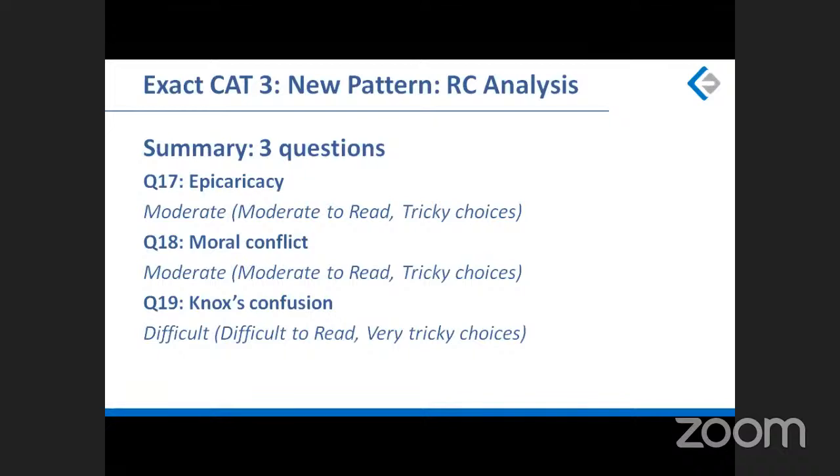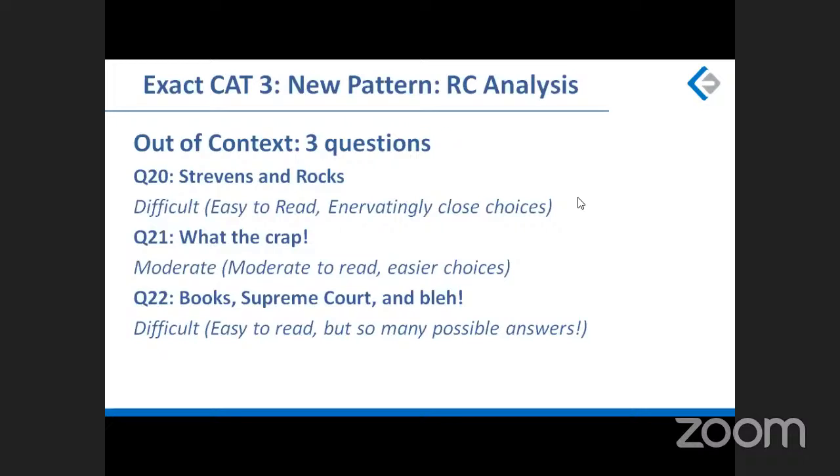Question number 17, moderate to read, tricky choices. Question number 18, again a moderate question, tricky choices. Noxious confusion. Yes, the question is also difficult to read and the options are also very tricky, which is why I have labeled it outright as a difficult one. Then out of context questions.